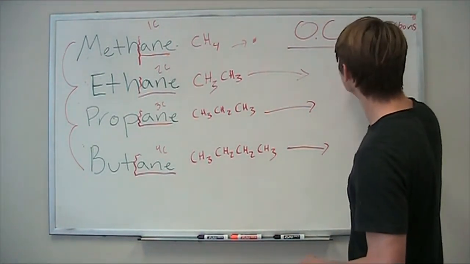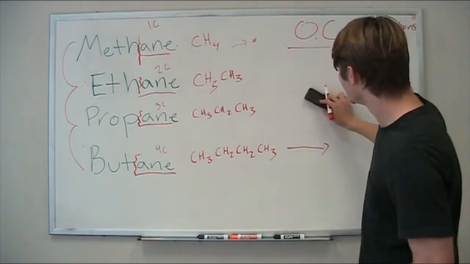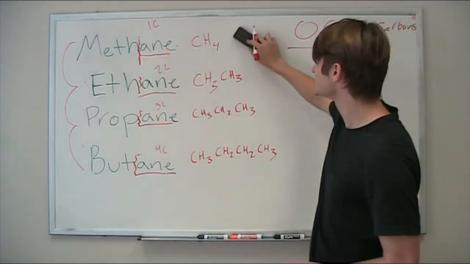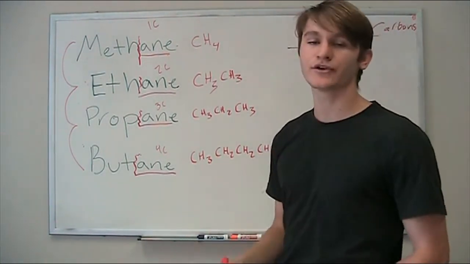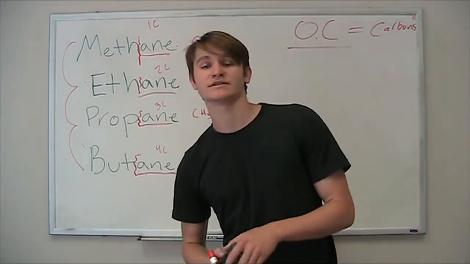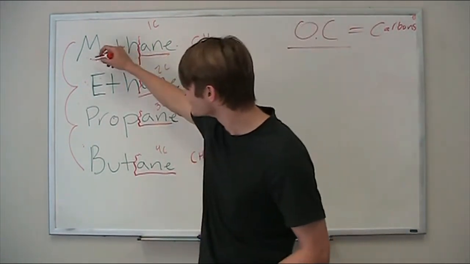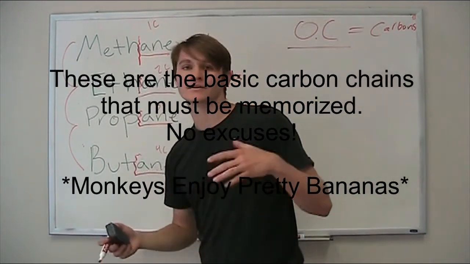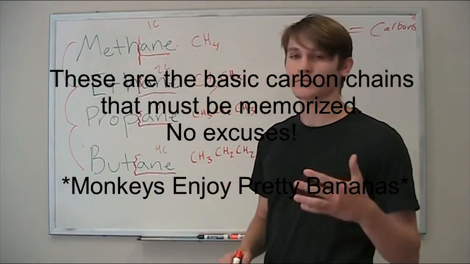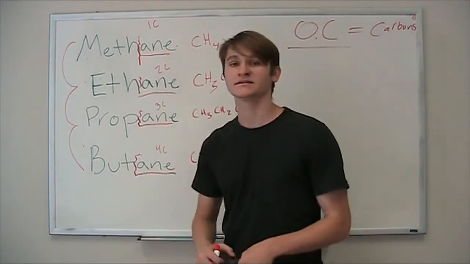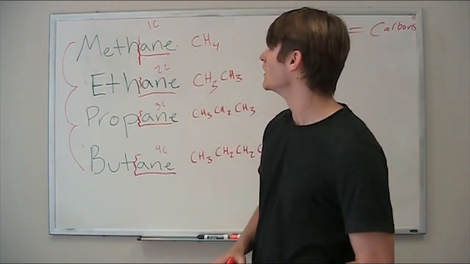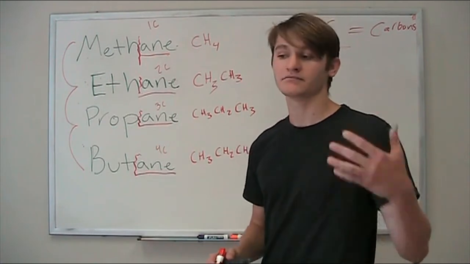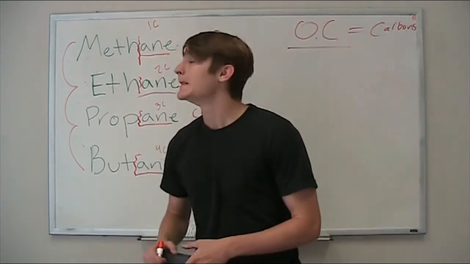It's a simple idea, but it can get tricky at times, and it's just new material. So it's good for you to review. Make flashcards. That's what I would suggest. Make an acronym for these: methane, ethane, propane, butane. That way you know what they are. You need to memorize it. Once again, monkeys eat pretty bananas. That's what I use. That was easy for me. I made it up. That helped me memorize it more.